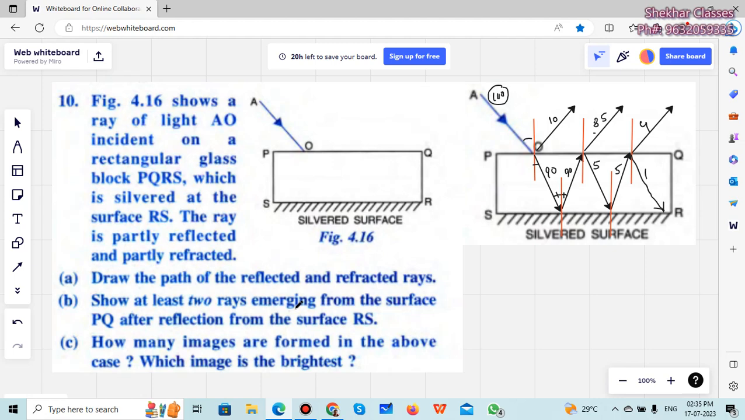Show at least 2 rays emerging from the surface of PQ. So 2 rays from the surface of PQ emerging. This is the first one. Second one, we can take it here, right? After reflection from the surface, even this can be one of those. It will also reflect here.